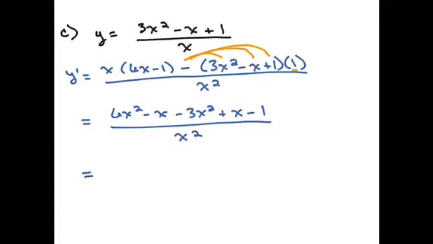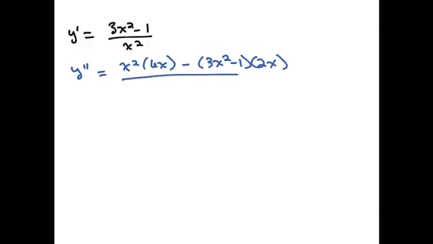which becomes 3x squared minus 1 over x squared. Now, when I look at this, I don't see anything that simplifies. However, I do see that I started with a single term in the denominator. We're going to look at that in a minute. If I want to do the second derivative, we need to take the derivative of 3x squared minus 1 over x squared.